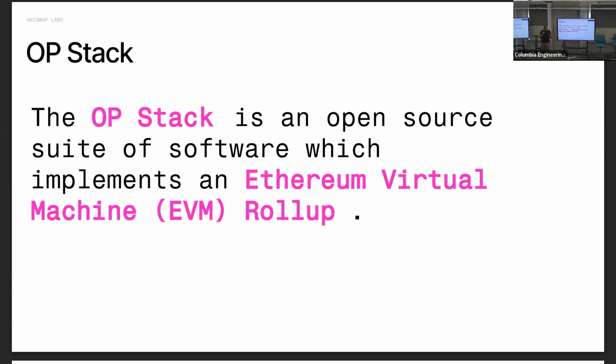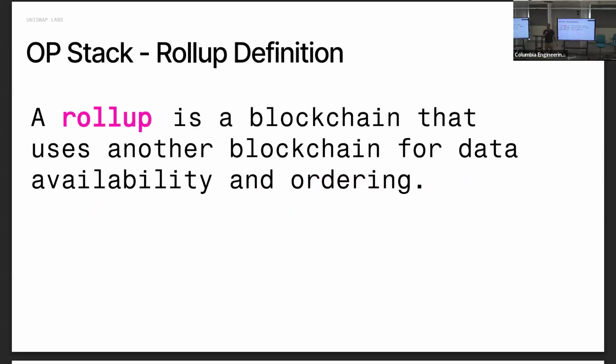So EVM chains kind of form their own ecosystem versus something like the Solana virtual machine. You can't natively take the Uniswap contracts and put them on Solana. You'd have to rewrite them and go integrate directly. So that's kind of the OP Stack, very focused on this EVM ecosystem. Then it's a rollup. A rollup is a blockchain that uses another blockchain for data availability and ordering. I'm not going to beat this dead horse, but it's just a blockchain is kind of the key aspect to it.